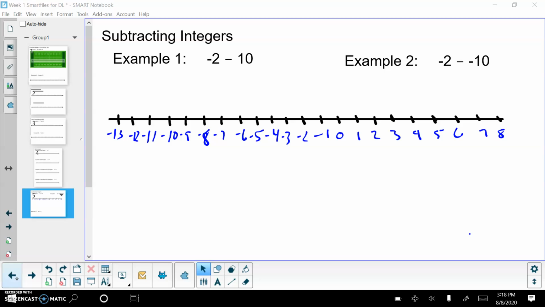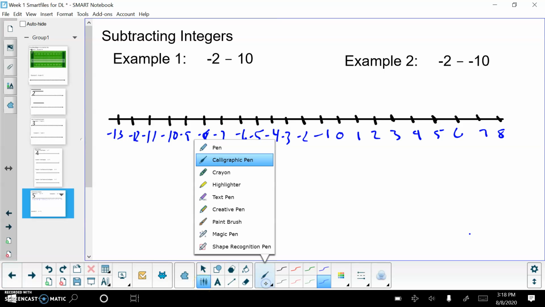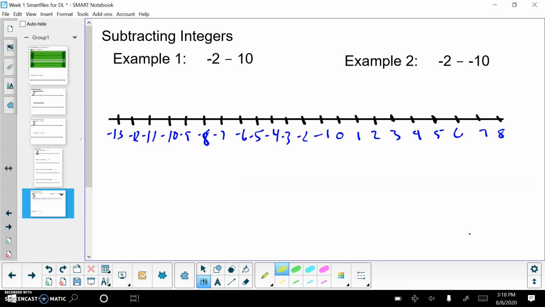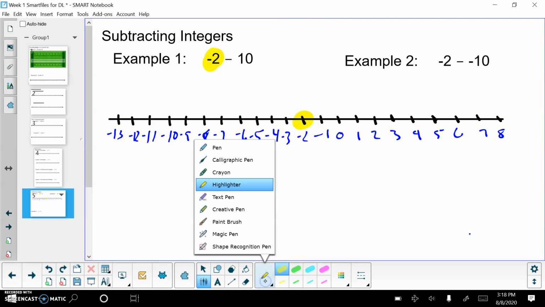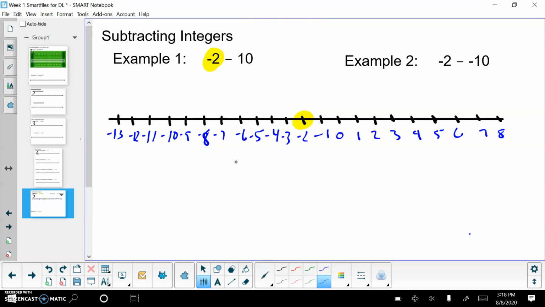So on this first line, I've already got my number line set up. I'm going to start off the way I did before. I highlight the first number. So that's -2, and I'll locate it on my number line. Here it is. And then the second number is where it tells me the direction I'm going to travel.